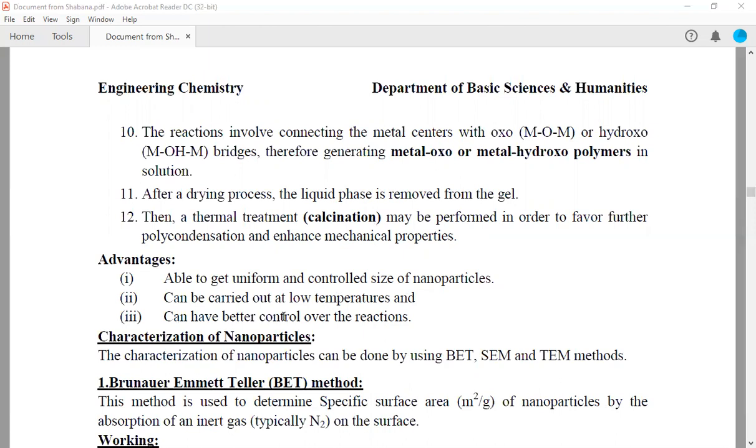and it can be carried out at a low temperature, giving a new microstructure and composition. It can also produce a uniform multi-component system with better control over the reaction. So this is about the sol-gel method. Next is the characterization of the nanoparticles.